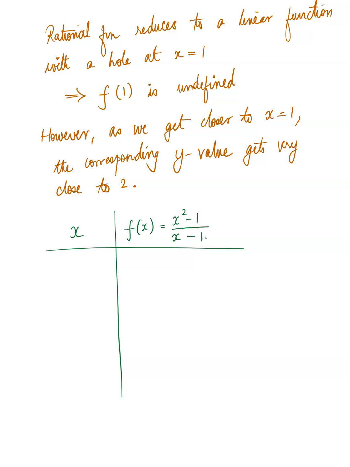So near x equals 1, we have x values approaching 1 from the left and approaching 1 from the right. So I'm going to get really close to 1 from the left. Okay, so left of 1, then I am going to go with 0.9. Let's say 0.99. Okay, 0.999, because I want to get really, really close to 1.